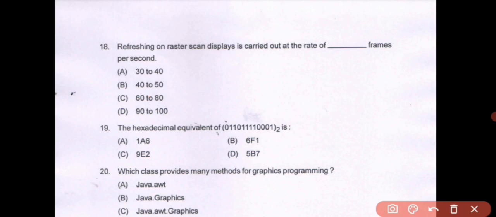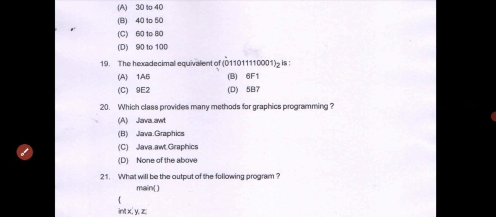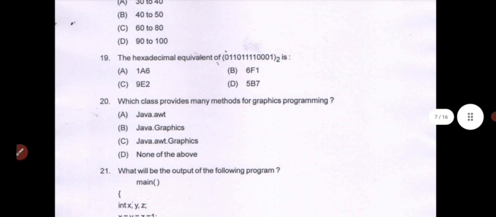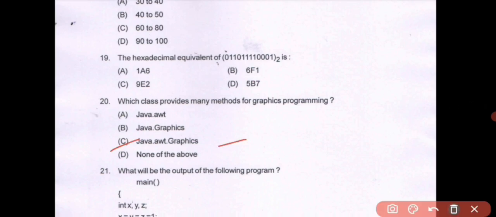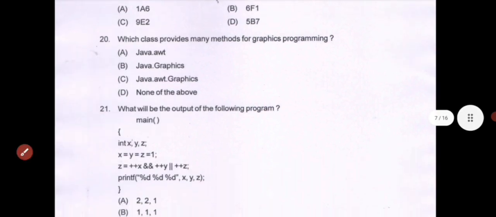Question number 19. The hexadecimal equivalent of 011 base 2 is, the correct answer is option B. Which class provides many methods for graphics programming? The correct answer is C, java.awt.Graphics. What will be the output of the following program?